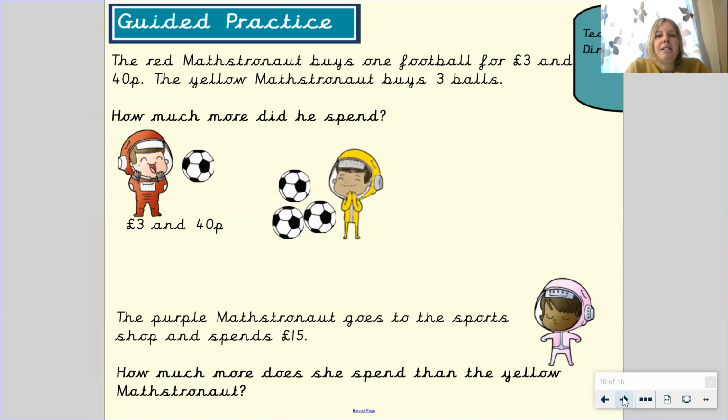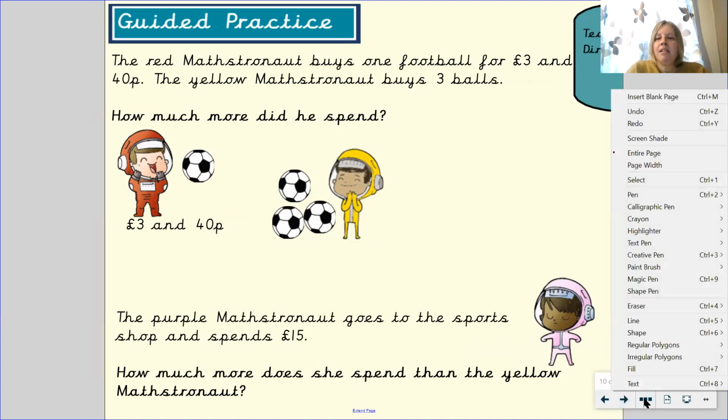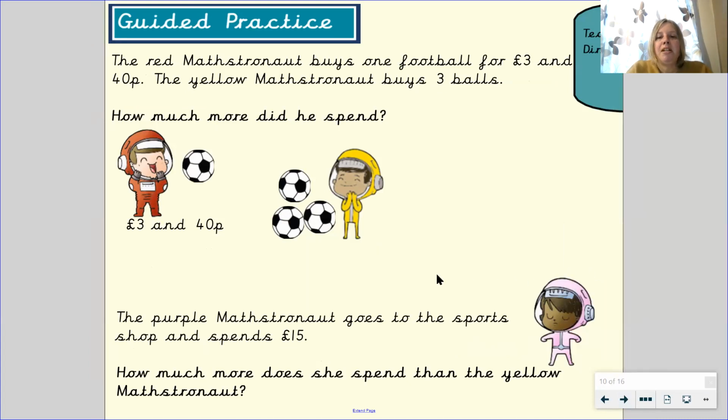Let's look at our next question. The red astronaut buys one football for £3 and 40p. The yellow astronaut buys 3 balls. How much more did he spend? Let's have a look at our problem and highlight the important information in this. So the red astronaut buys 1 ball for £3.40.